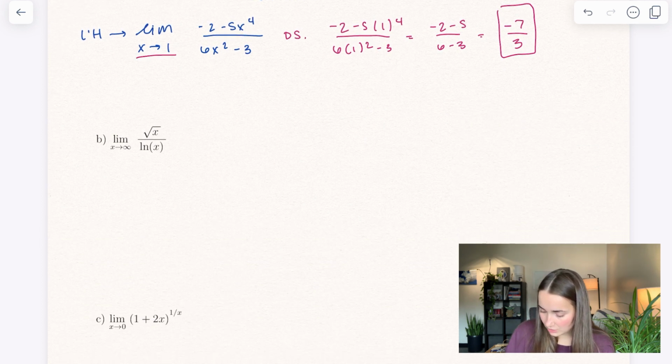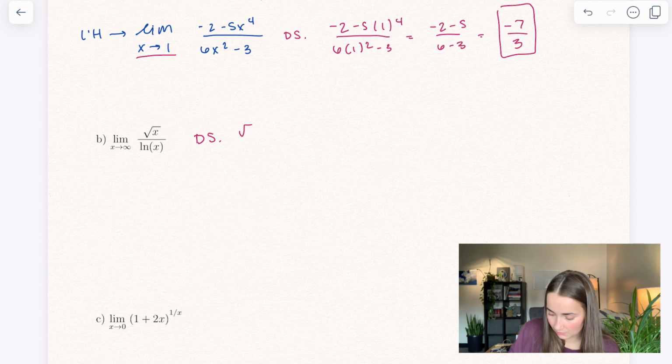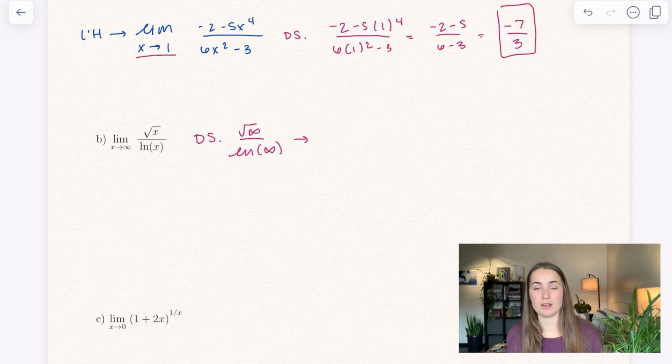Of course, we're going to go ahead and use direct substitution first. We plug infinity in, we get the square root of infinity divided by the natural log of infinity. Of course, this is all theoretical. Infinity is just a concept, but we're just trying to look for that indeterminate form. So this goes to infinity over infinity. So like I said, it's theoretical. Don't get mad at me for plugging it in. It's just trying to picture what's going on.